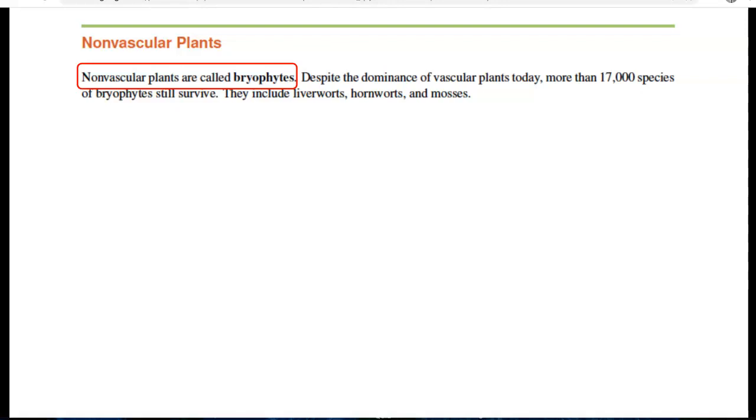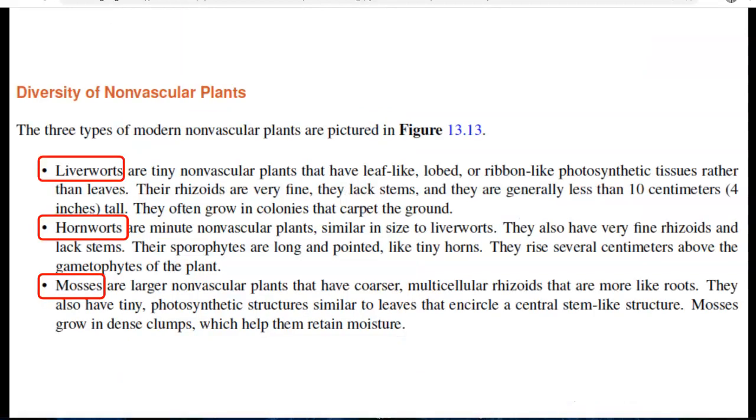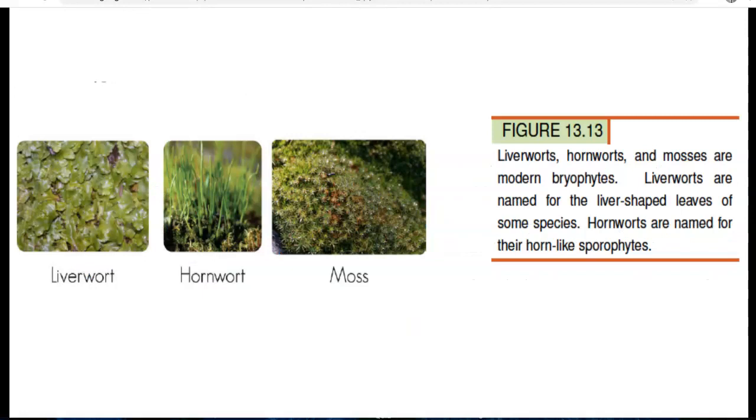Non-vascular plants, as we said, are called bryophytes. And despite the dominance of vascular today, there are more than 17,000 bryophytes that still survive. And these include liverworts, hornworts, and mosses. As we mentioned before, you're probably familiar with mosses. In your textbook, they talk about non-vascular plants, and they tend to be small, and just read about the characteristics of those. The diversity, they talk about liverworts, hornworts, and mosses. We have another picture here. That's liverwort on the left, hornwort in the middle, and mosses over here. Those are all non-vascular plants.